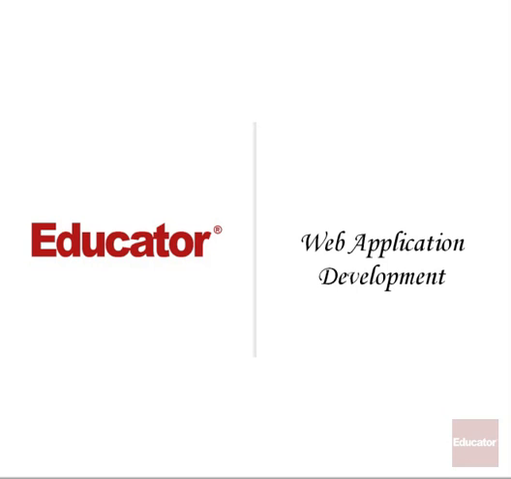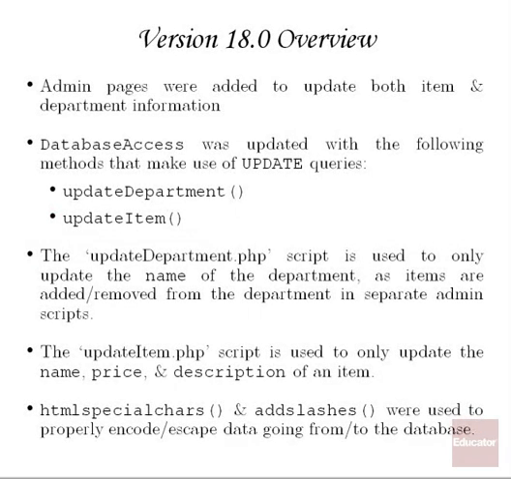In today's lesson, we're going to be continuing development of our web application, incorporating what we learned in our last lesson about update statements. This version of the web application is going to be new version 18.0, and basically what we're going to be doing is creating two new admin pages that are going to allow us to update the information for both items and departments in our store.